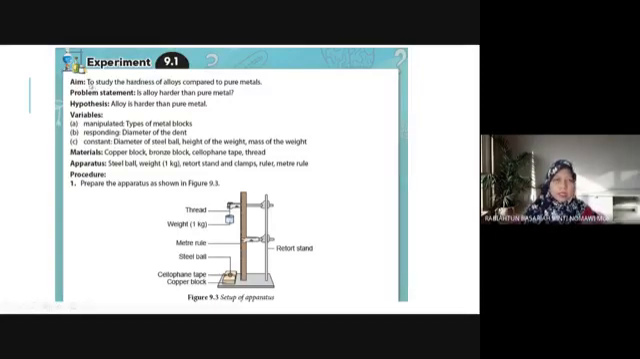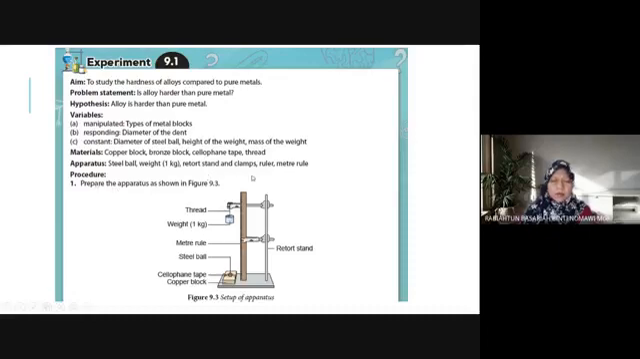This first experiment is to study the hardness of alloy compared to pure metals. Is alloy harder than pure metals? Our hypothesis: alloy is harder than pure metals. So what are the variables? Manipulated: type of metal blocks which we use. One is a copper block, another one is a bronze block. Bronze is the alloy, copper is the pure metal. Responding: diameter of the dent. Constant: diameter of steel ball, height of the weight, mass of the weight. Apparatus: steel ball, 1 kg weight, hanging, retort stand and clamps, ruler, metal rule.